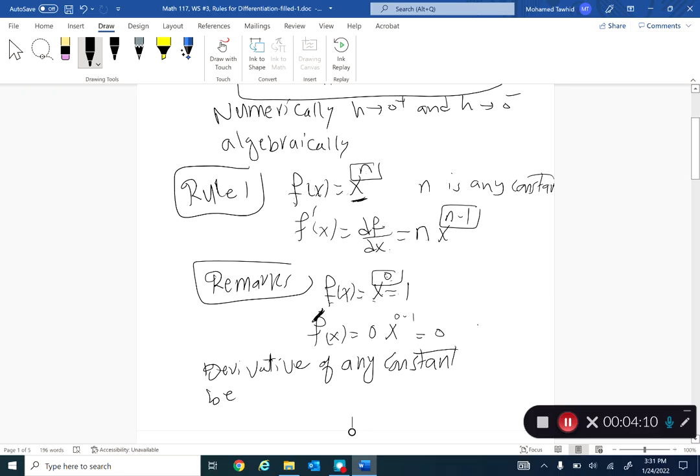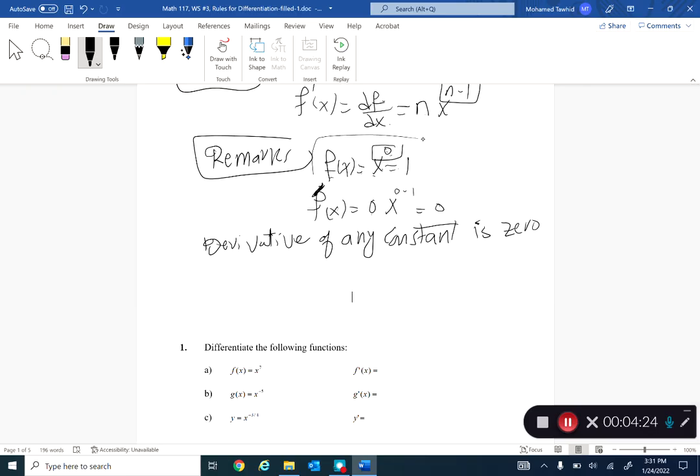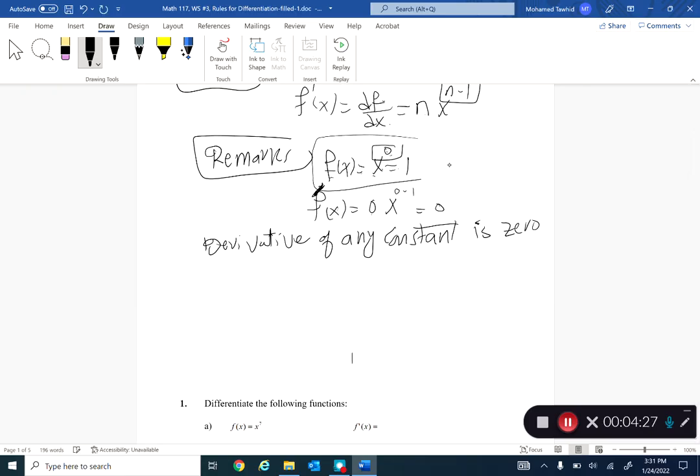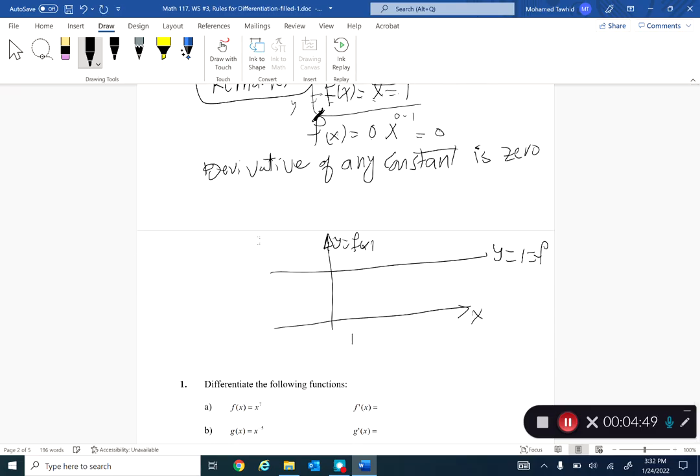I'm just writing it in words. Or let me show you using the definition that I mentioned up here, f of a plus h minus f of a. So what is f of x equal 1? A constant, like 1, is a horizontal line. That is y equal 1, the graph of y equal f of x, on the x and y axes. That's a horizontal line. Now if I use the definition here, what is my definition?